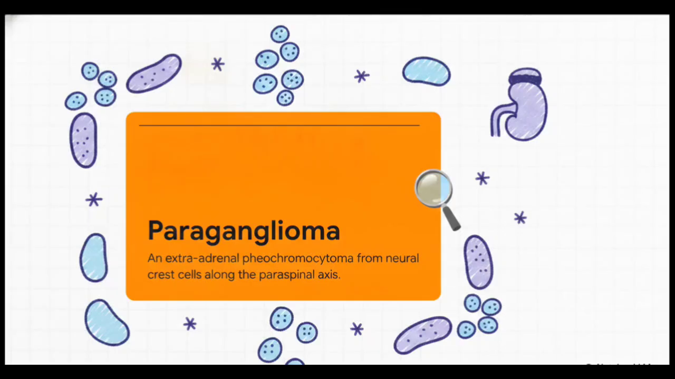Now, let's think about how that anatomy actually forms. The adrenal medulla is populated by neural crest cells, coming from the neural ectoderm. As they migrate during embryology, sometimes some of this tissue gets left behind along the paraspinal axis, and that gives us a classic exam buzzword, paraganglioma. It's really just an extra-adrenal pheochromocytoma that developed from those migrating neural crest cells.